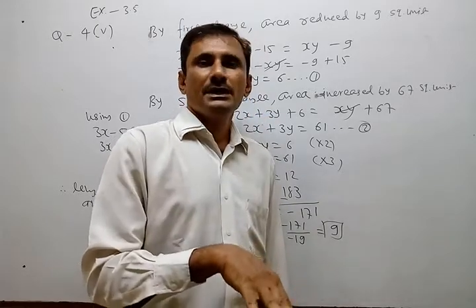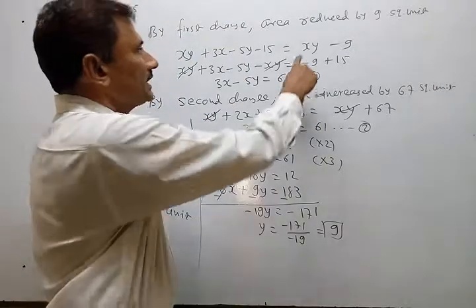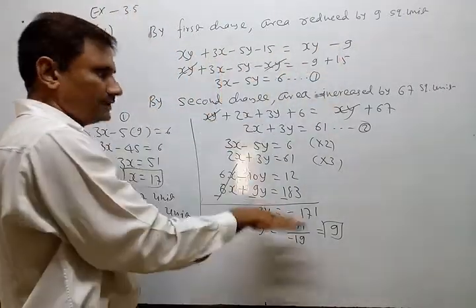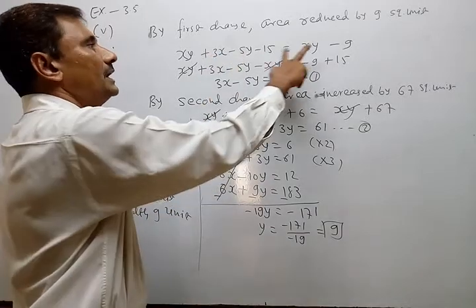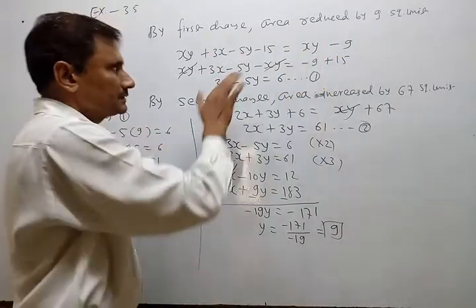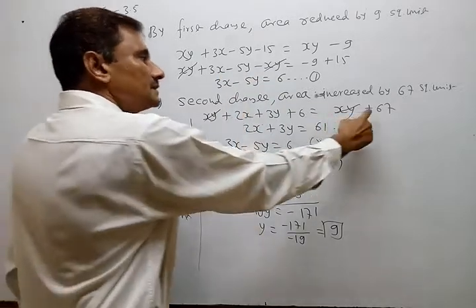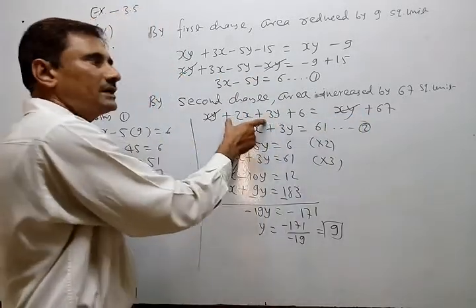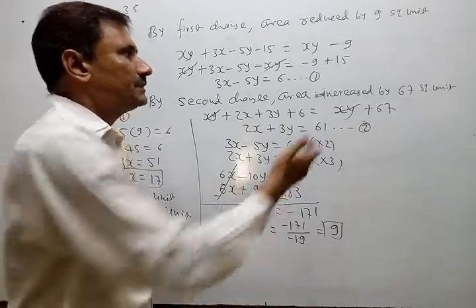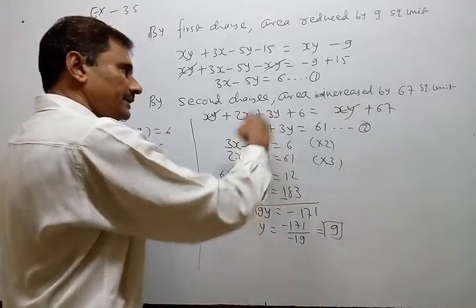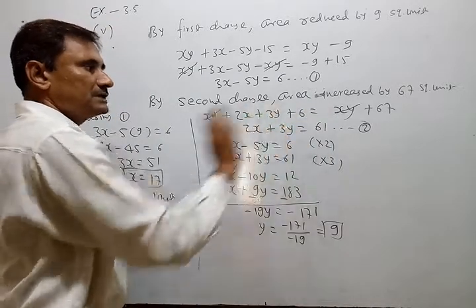Now they compare that first time area decreased by 9. So this is the first sense area I already wrote here, but that was this, and this is 9 less than original. So accordingly I just get first equation. Second time they told that due to second sense area increased by 67 unit than original one. Okay, again xy cancel and we got second equation.